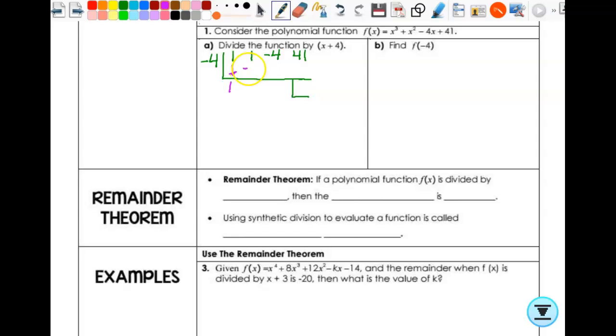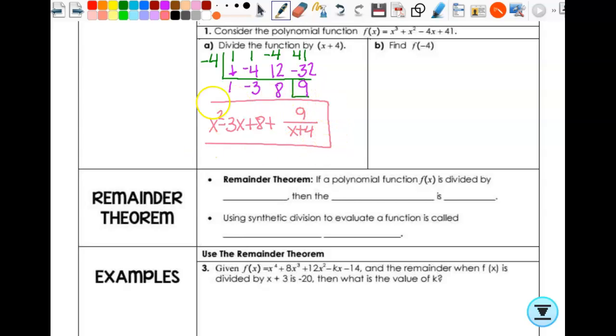Bring down my 1. This is negative 4, negative 3, 12, 8, negative 32, and then 9. Okay. So that means then that what this gives me is x squared minus 3x plus 8 plus 9 over x plus 4. Okay? Again, just a little warm-up review of yesterday.